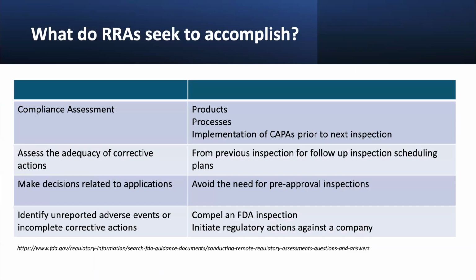So, what do they seek to accomplish, these regulatory assessments? First, it's a compliance assessment. It's on your product or products. It's on your process or processes. And what the FDA also wants to know is, let's say you got a 483 citation and it didn't step up to a warning letter. But let's say it even stepped up to a warning letter. The FDA now wants to know, do I want to do an inspection, a follow-up inspection, or do I want to do an assessment and find out if the company has done the right implementation of CAPAs?